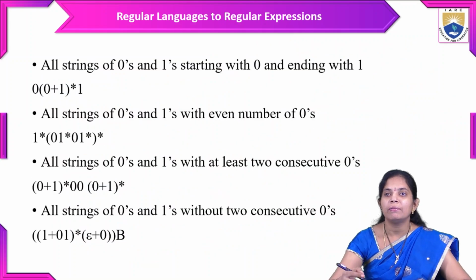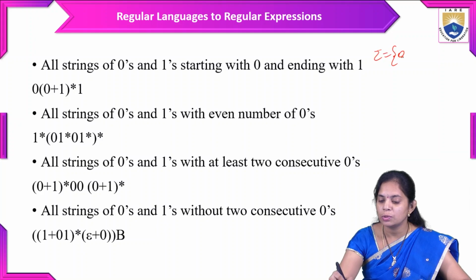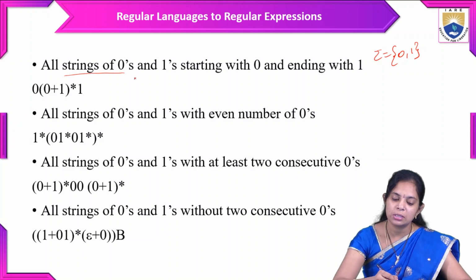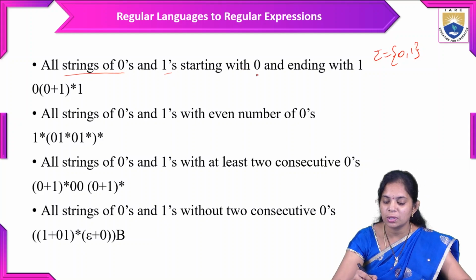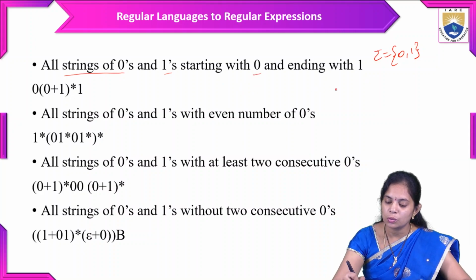And also we have some more examples. Here we are taking 0 and 1 as the alphabet, so sigma is equal to 0, 1. And now all the strings over 0 and 1 starting with 0 and ending with 1. So here is the condition. Starts with 0, and we will write the language first. Starts with 0 and ends with 1.